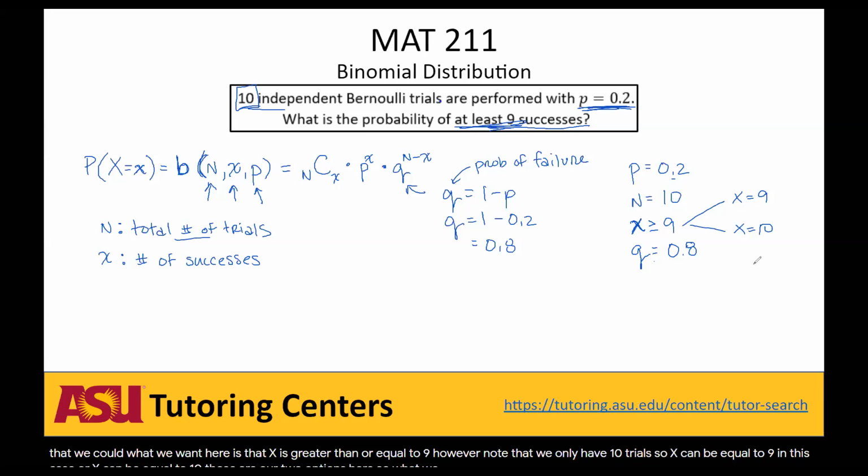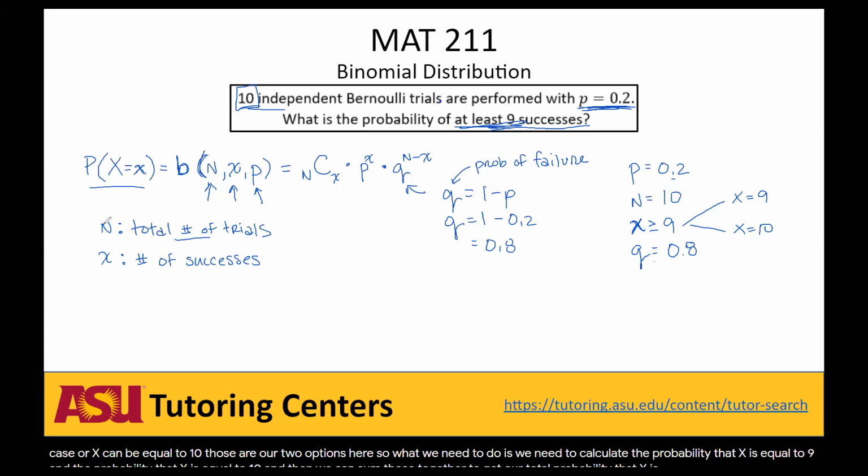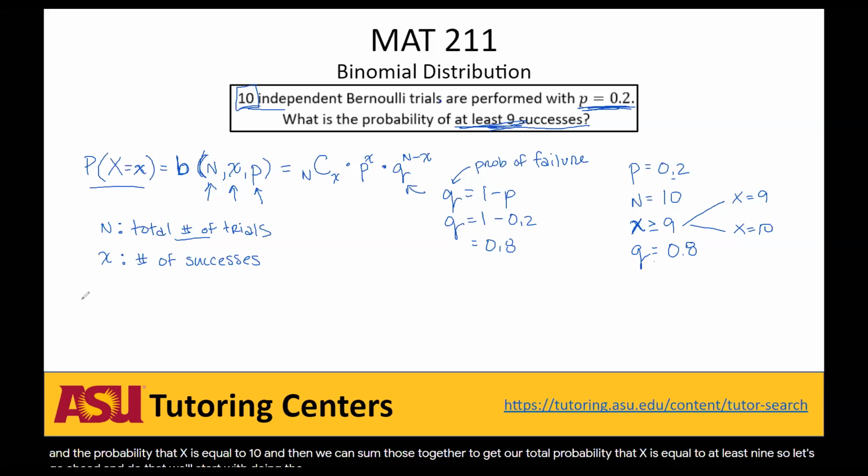So what we need to do is calculate the probability that x is equal to 9 and the probability that x is equal to 10, and then we can sum those together to get our total probability that x is at least 9. So let's go ahead and do that. We'll start with the probability that big X in this case is equal to 9. And so this is going to be our little x here.